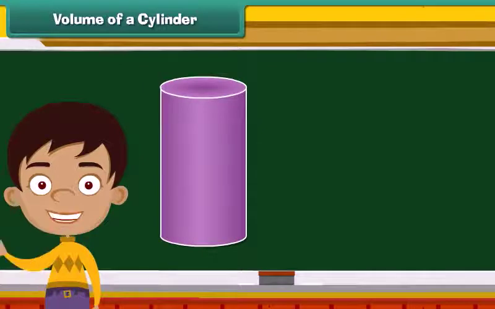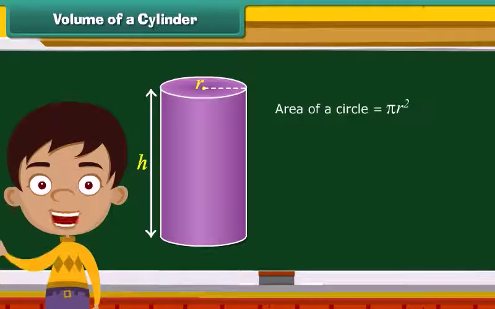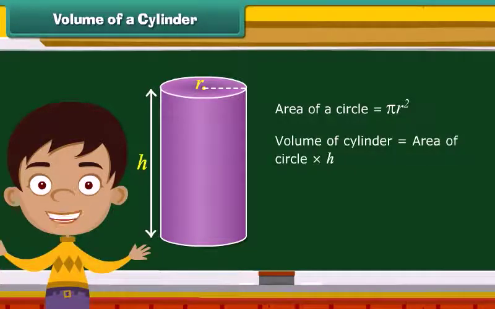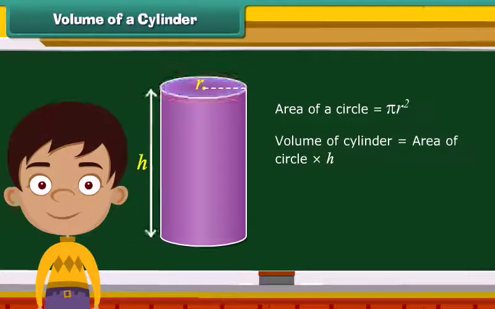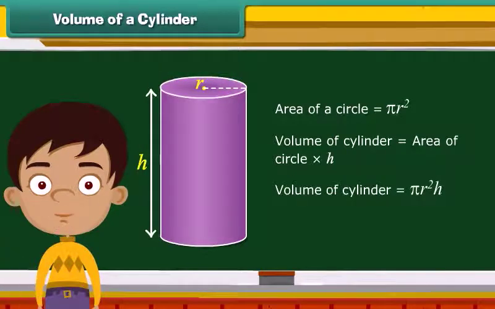A solid that has the shape of an ordinary tin can or a drum is a cylinder. The two bases of a cylinder are circular in shape. We know the area of a circle is equal to pi r squared. For calculating volume, we will multiply the area of the circle with the height. So, the volume of a cylinder is equal to pi r squared times H.